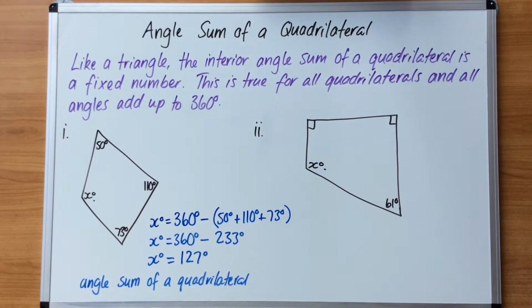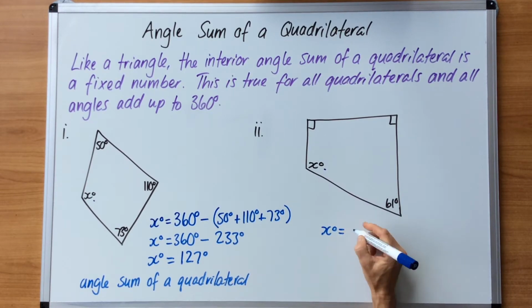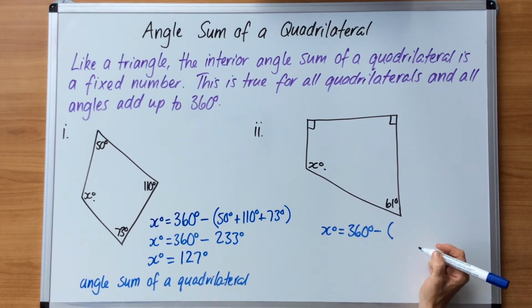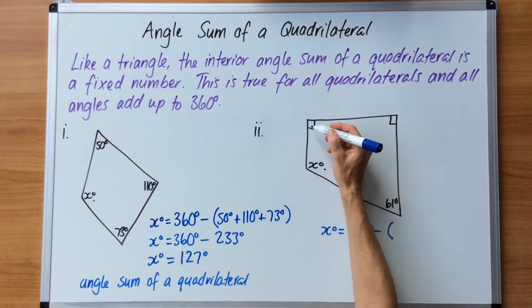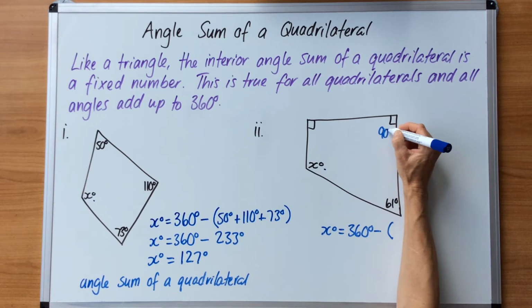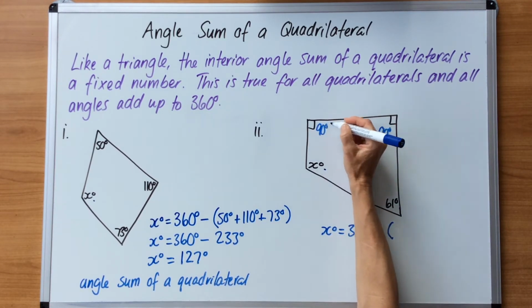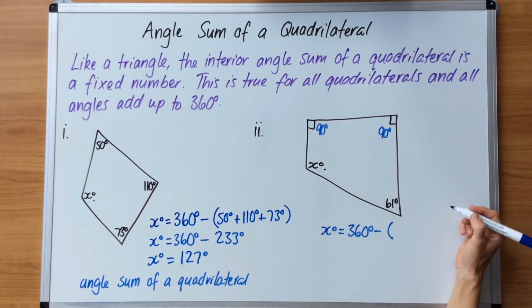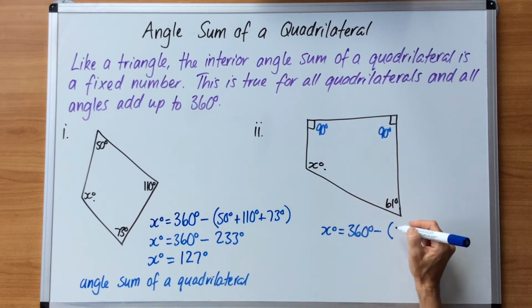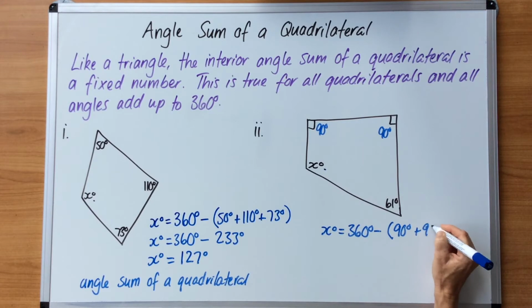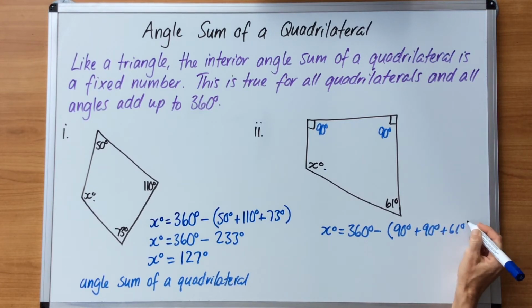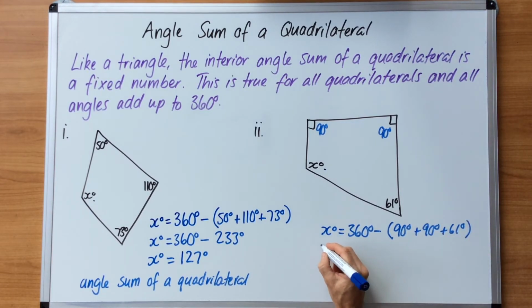The next one here on the right, again we're going to solve x. So we start with x degrees equals 360 degrees minus, open the bracket. We've been given three angles. We know that these little boxes here are 90 degrees, so I write those in. And now I'm going to put those all into the brackets and add them up. So 90 degrees plus 90 degrees plus 61 degrees and close the bracket.